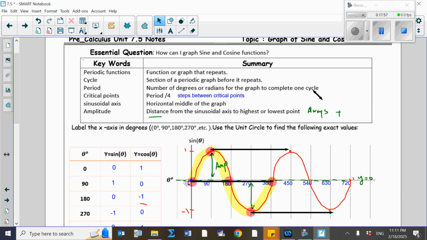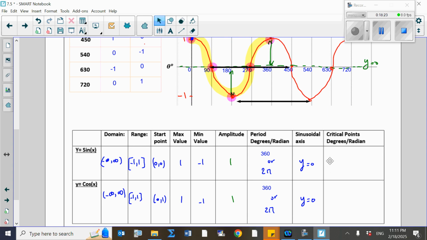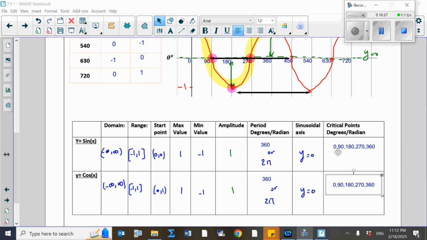Now, starting at the first point, you just add that step. So like in this example, the period is 360. 360 divided by 4 is 90. So the steps are 90. You're moving by steps of 90 to get each critical point, from 0 plus 90 plus 90 plus 90 plus 90. So that's how you find the critical points. So the critical points of the function are these values: 0, 90, 180, 270, and 360.